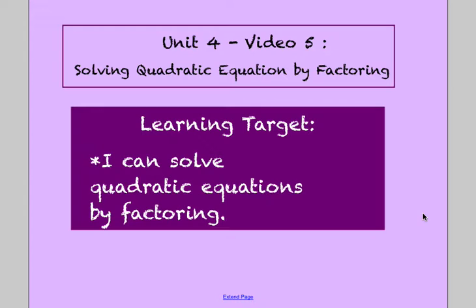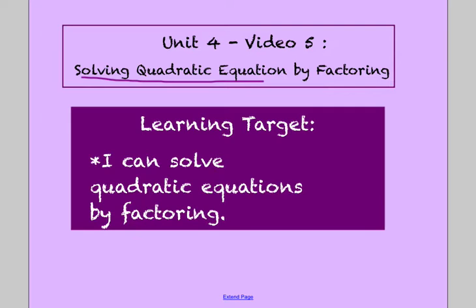Today we're going to look at solving quadratic equations by factoring. We have already looked at solving quadratic equations by graphing. Today we're going to do so by factoring, and we've been working on our factoring skills for the past few days. So the learning target for today is that you can solve quadratic equations by factoring.